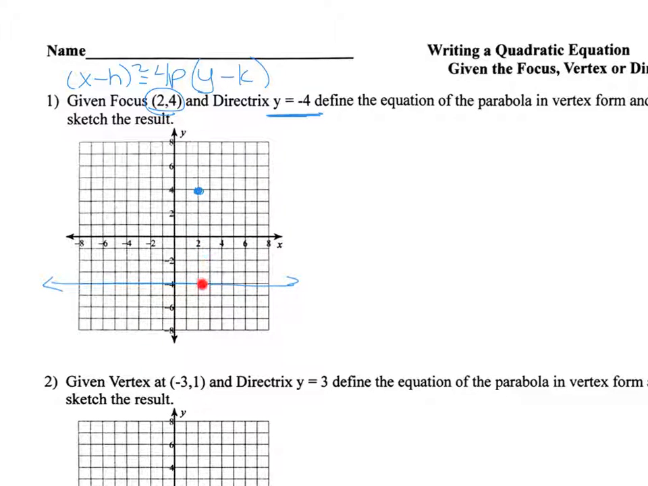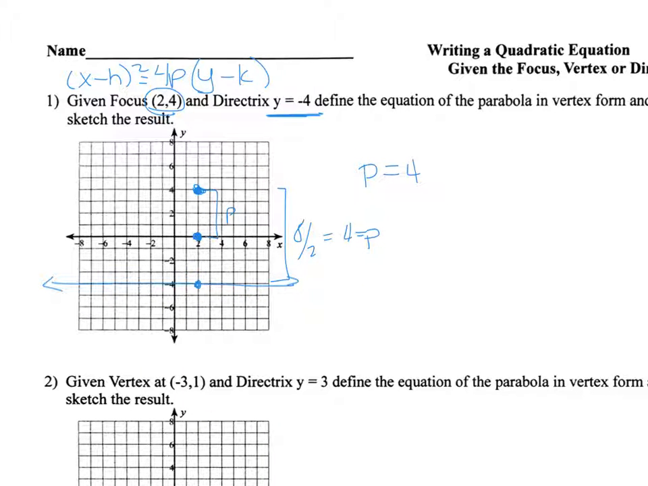So this distance here is 8. We split it down the middle and we get 4. So that's the distance between them, and that's also our p. Isn't that handy? That helps us find our p. And our vertex is right in between, the midpoint between the focus and this point on the directrix. So that's your p.